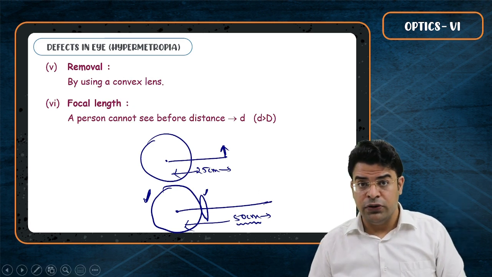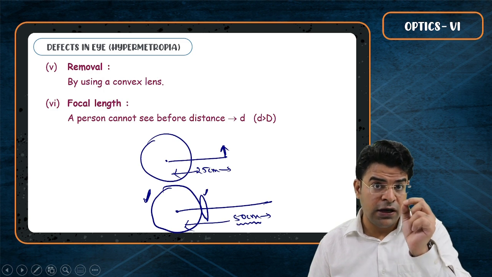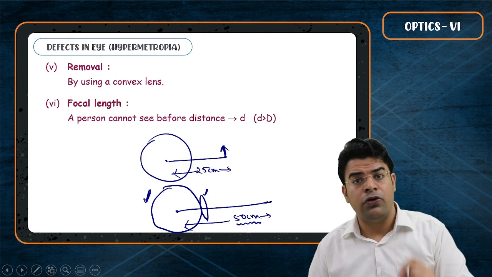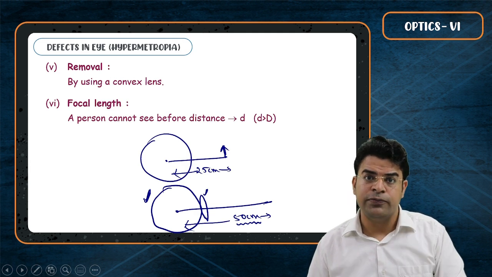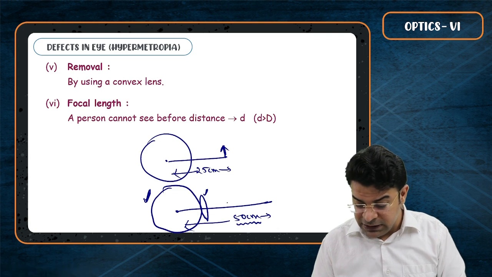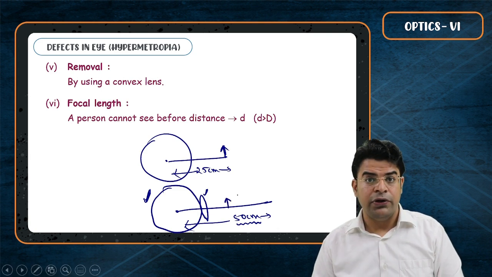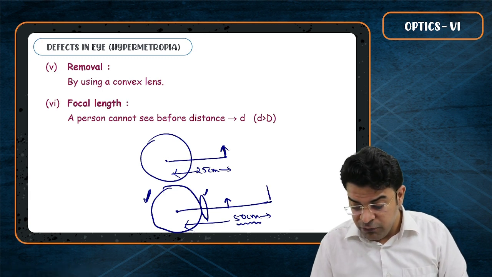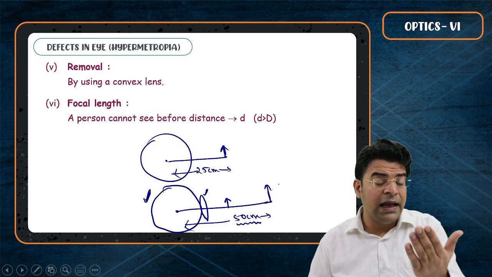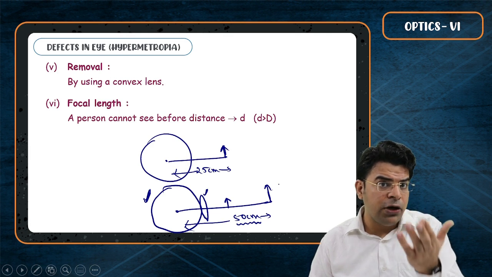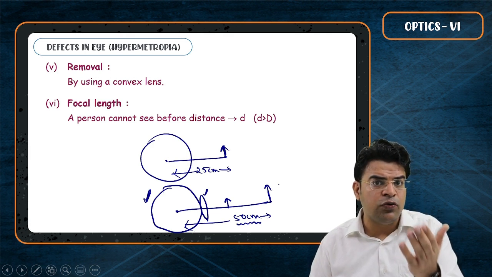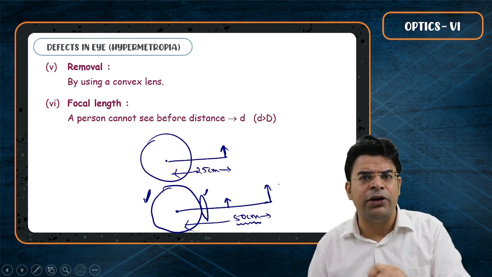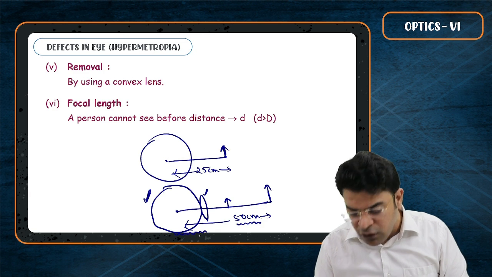So what do we do? Listen to this particular line carefully. For this person to cure hypermetropia, we will make sure that when an object is placed at a distance of 25 centimeter, the image is formed at a distance of 50 centimeter. We want this person to read like a normal person. So this person should be able to read when the object is placed at a distance of 25 centimeter. And the image should be formed at 50 centimeter because that is the near point of this person now.